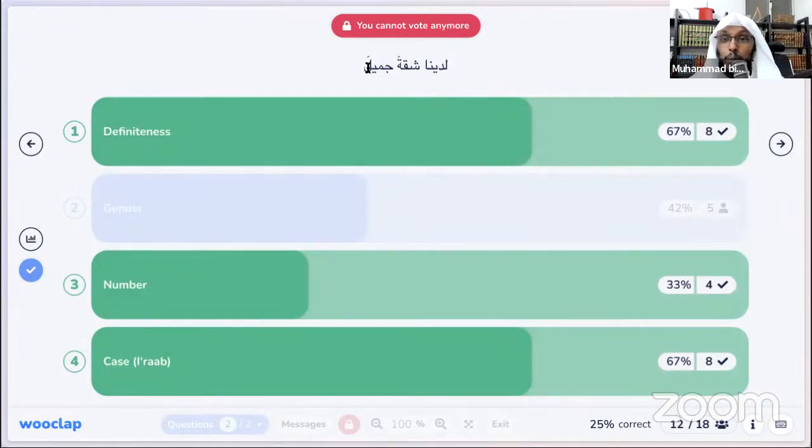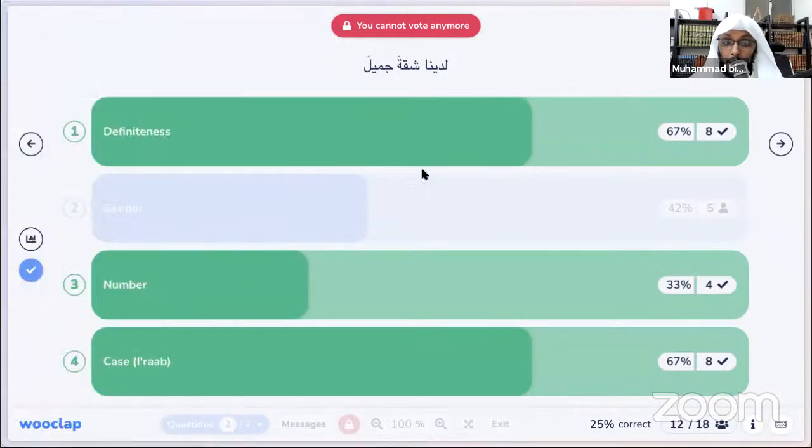لدينا شقة جميل. Yes, so there's agreement in i'rab. They both have dhamma at the end. There's agreement in definiteness because both of them are indefinite. As you can see, there's no alif lam in any of them. And there's no mudaf ilayh because both of them have tanween. شقة جميل. And there's also agreement in number. This is singular and this is singular. However, there's no agreement in what? In gender.